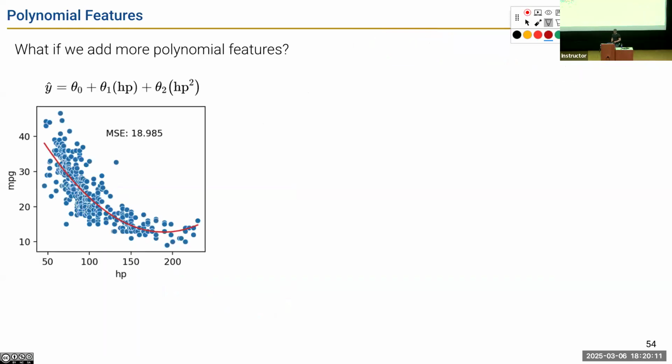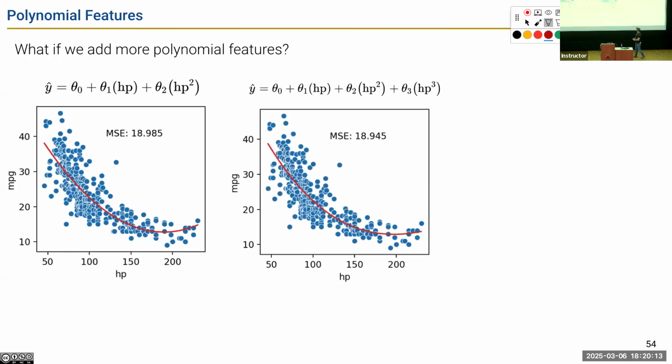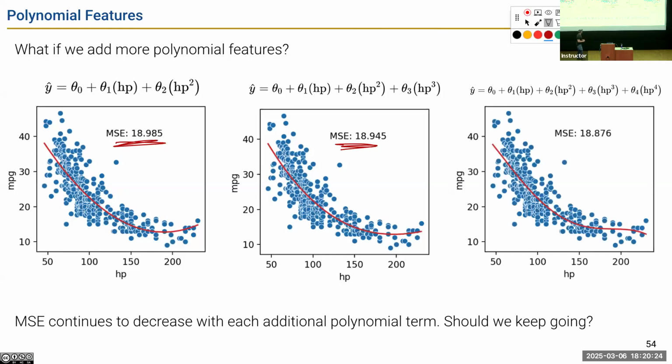So let's keep going. Let's add a cube term. And we get a lower mean squared error. It's not quite as big of a drop, but it is a drop. So we are fitting more closely to the points. Let's do it again. We'll add a quartic term. We get it lower again, not by that much, but it's still lower. Okay, so it seems like we can take our mean squared error further and further down with more polynomial terms.